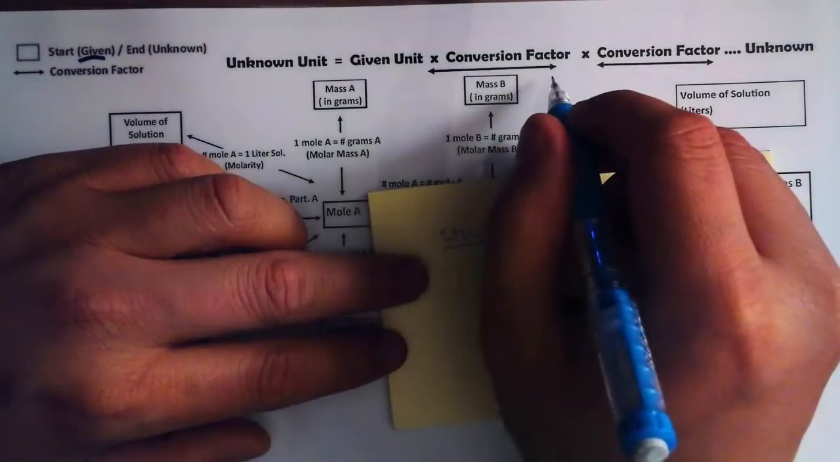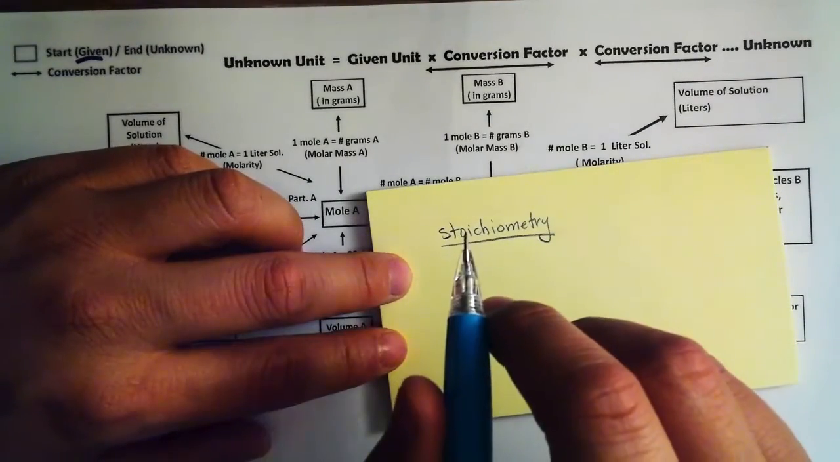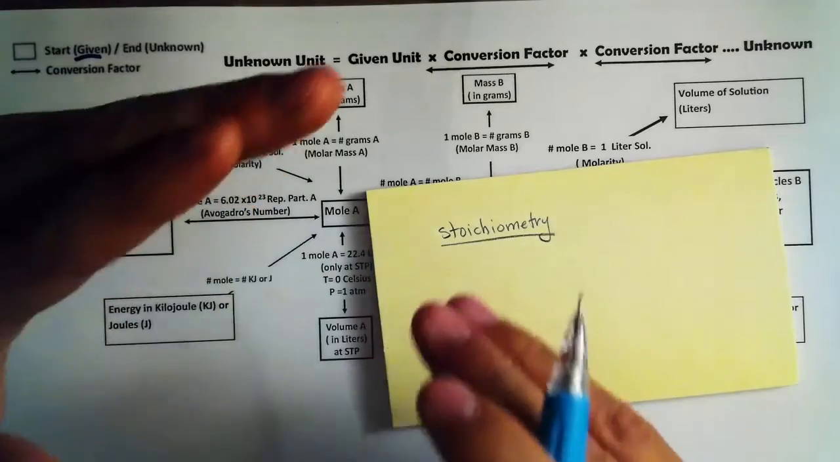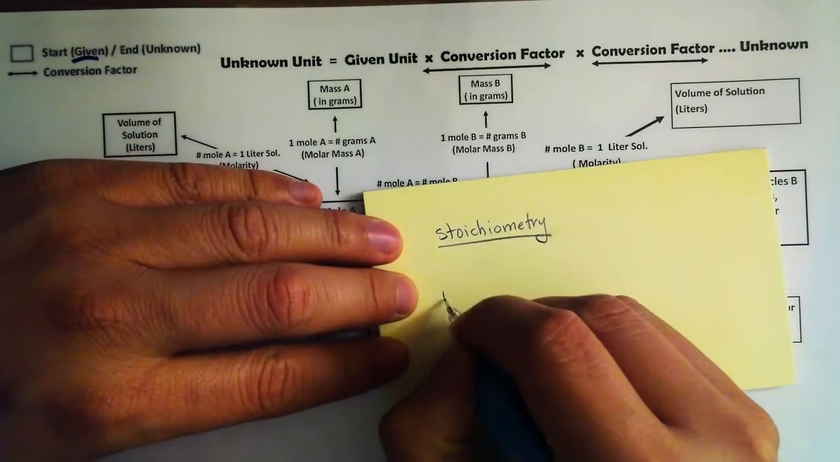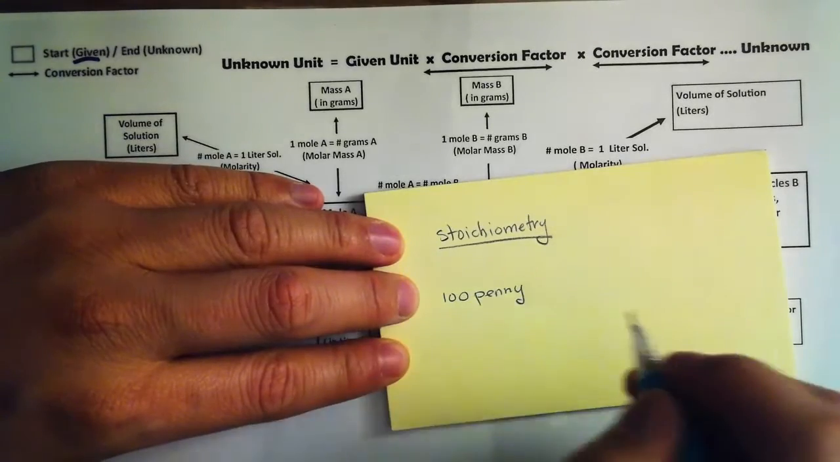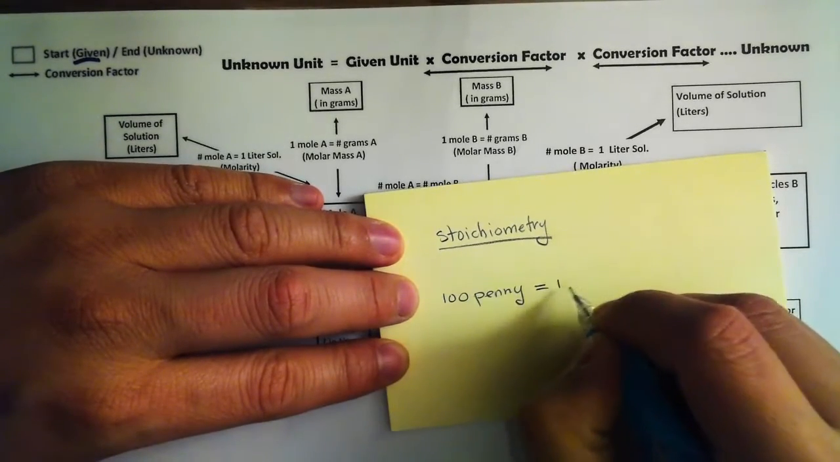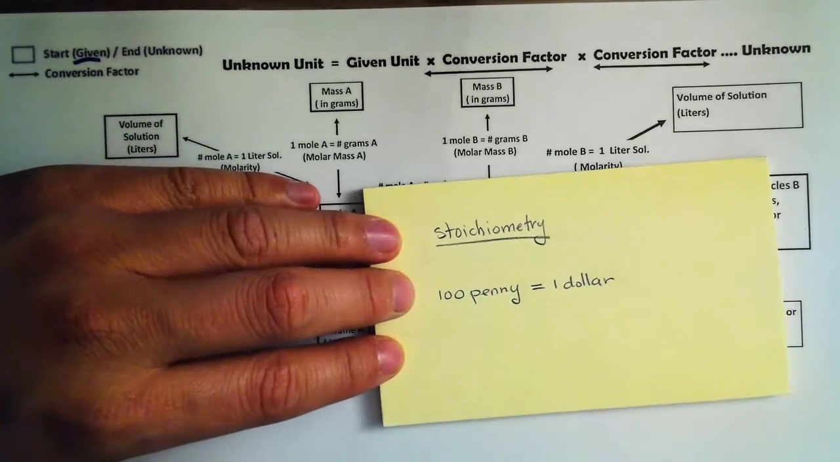What is a conversion factor? One of the most important things you need to realize is that a conversion factor is basically a ratio of two different measurements that are equal in terms of values. For example, we have 100 pennies relative to a dollar, and that can be expressed as $1, isn't it? So that is a very basic conversion factor.